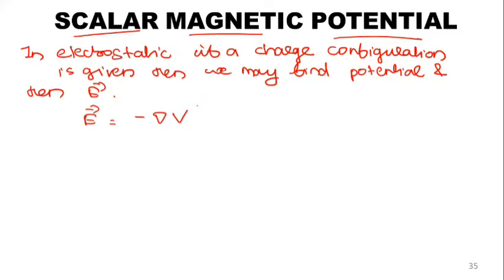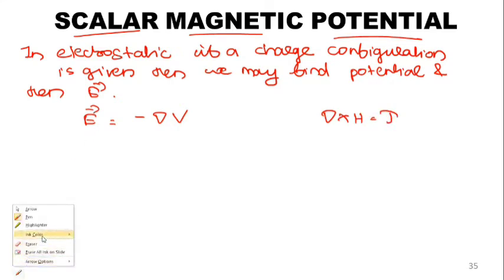And similarly, when it comes to a magnetic field intensity, we know that del cross H is equal to J. We have studied in the last class, del cross H is equal to J. So this is for electric field intensity.